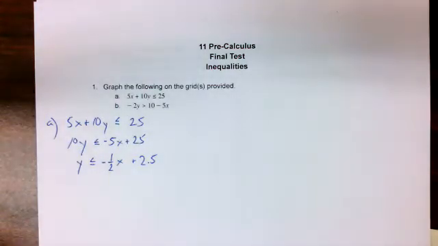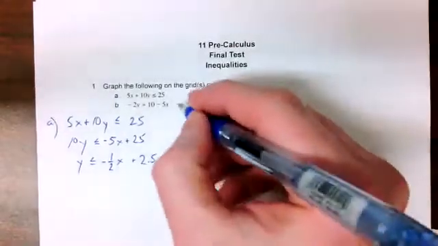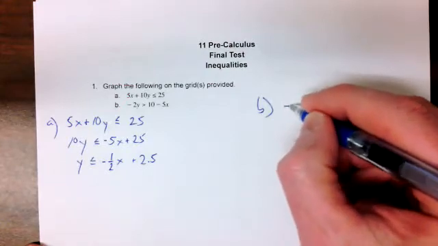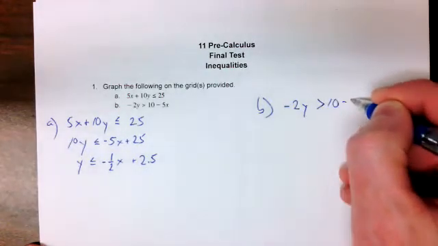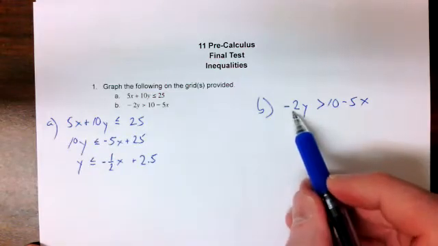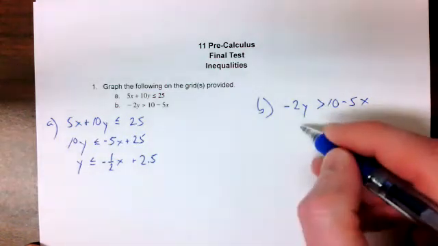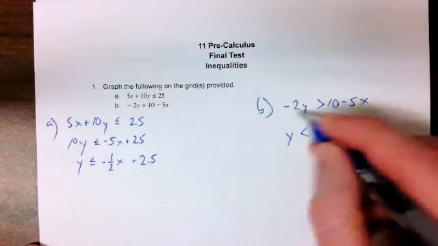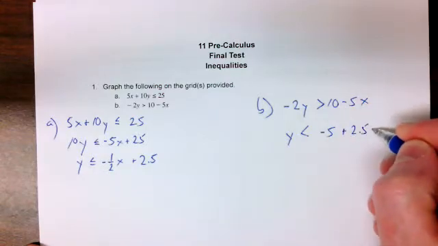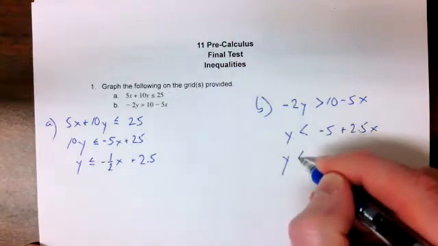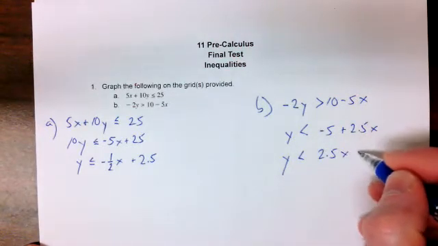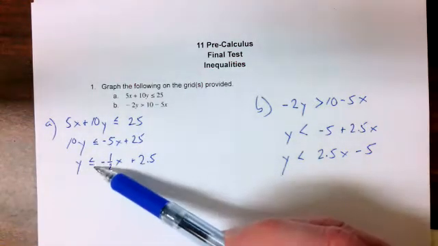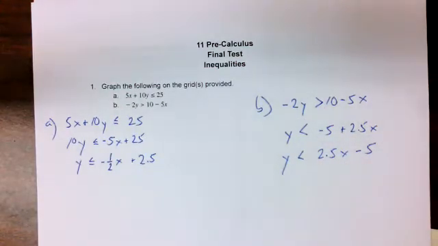Okay, so I'm ready to put that on the first grid, but I figure I might as well just do B first, just because I feel like it. Negative 2y greater than 10 minus 5x. I'm going to divide everything by negative 2, so that means the inequality is going to flip. So y is less than 10 over negative 2, which is negative 5. Negative 5 over 2 is positive 2.5x. I'm going to flip those around. 2.5x minus 5. All right, so we have our two lines. One is a solid line, one is a dotted line. I hope I remember this when it comes time to draw it.